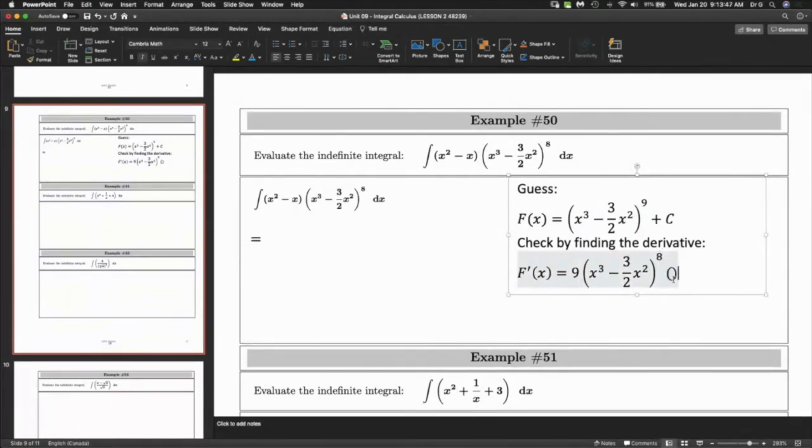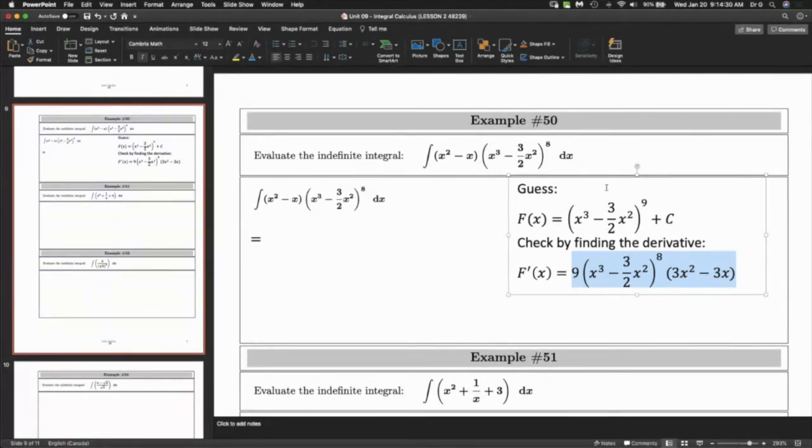And then you multiply by whatever's in the brackets. You take the derivative of that. So in the brackets, we have x cubed, whose derivative is 3x squared. And we have this thing here, whose derivative is going to be, if you bring the 2 down, 3x. So minus 3x. Now, when we look at the original question, it kind of looks okay. It looks very similar to what we have here. Take a look. The thing in the brackets to the power of 8, it matches. And that always matches because we deliberately made it 1 power higher.